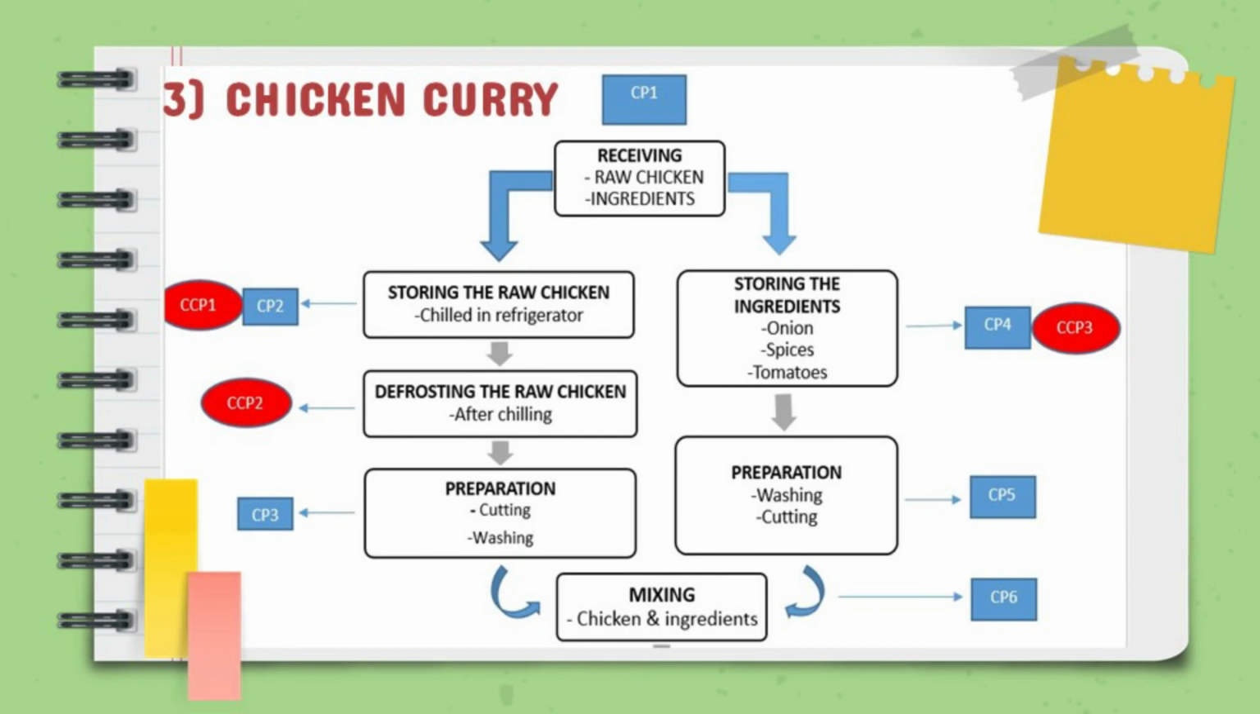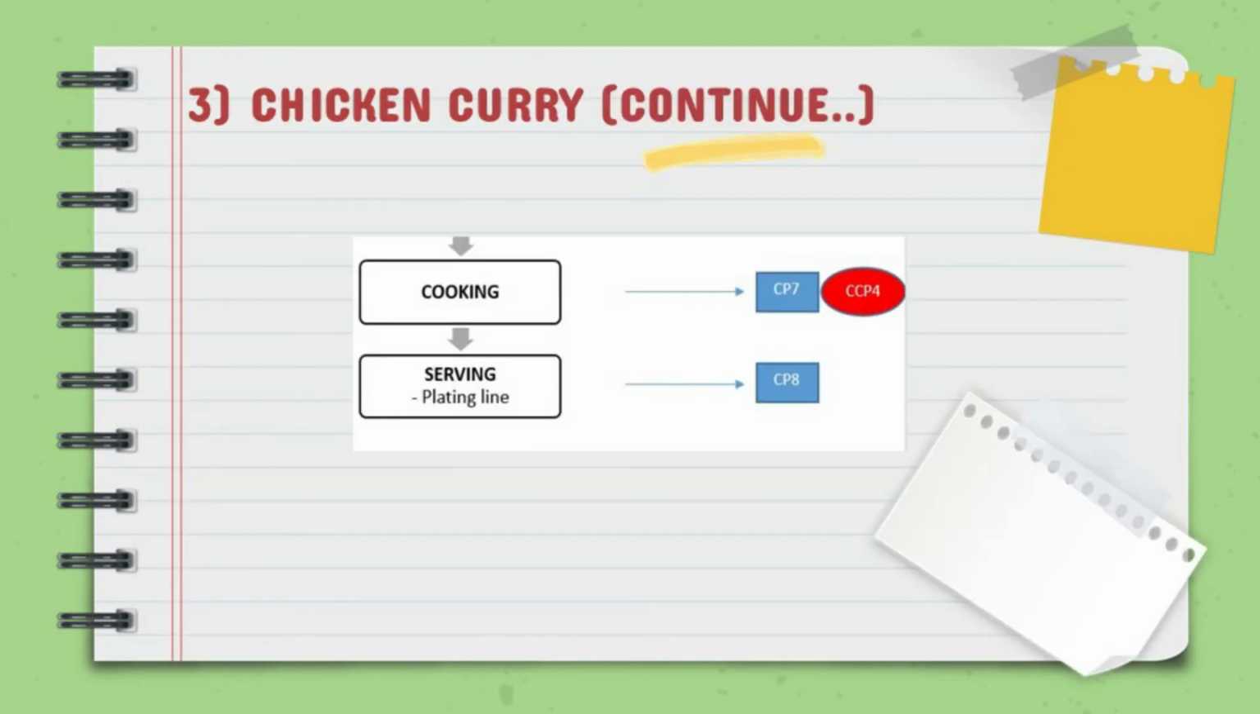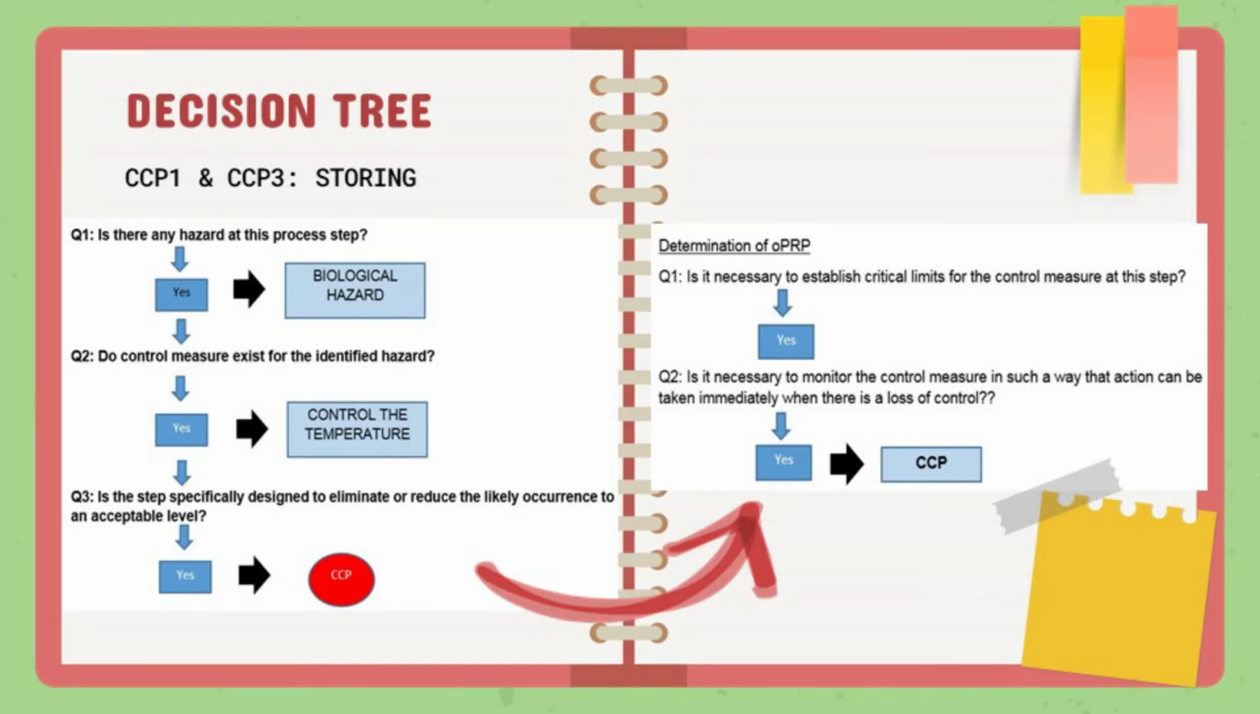Based on the food flow of chicken curry, there are 4 CCP included such as CCP1 and CCP3 for storing the raw chicken and ingredients, while CCP2 is for defrosting the chicken, and CCP4 is for cooking. The type of hazard that can occur during storing of raw chicken and storing of ingredients is a biological hazard. The control measure for the identified hazard is by controlling the temperature. The results for the determination of OPRP remain as a CCP.